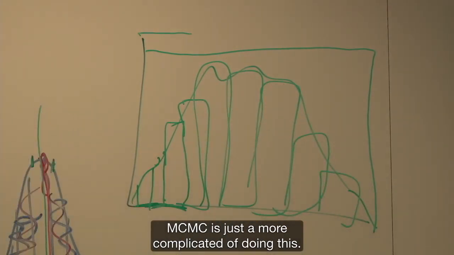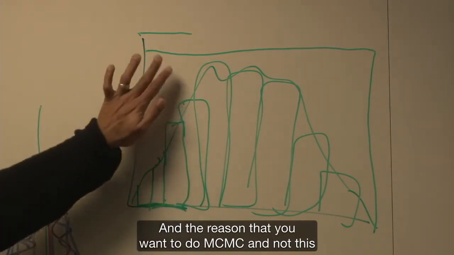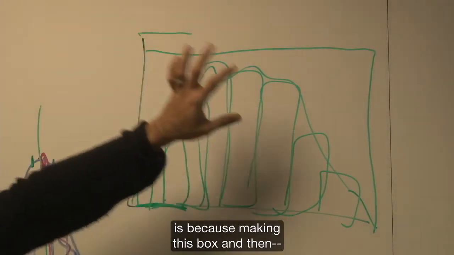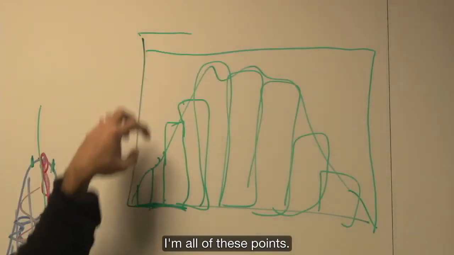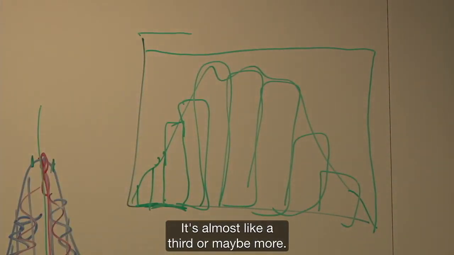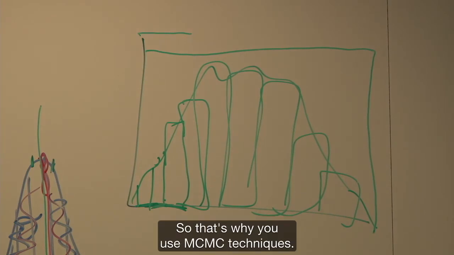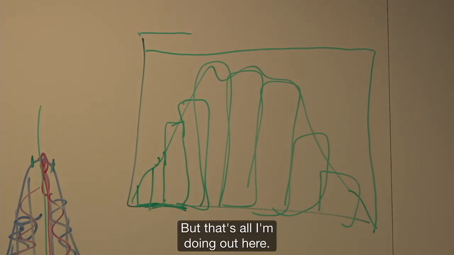MCMC is just a more complicated way of doing this. The reason you want to do MCMC and not this is because making this box, you see how many points I'm rejecting. I'm rejecting all of these points. It's almost like a third or maybe more. It's actually really, really expensive. So that's why you use MCMC techniques. But that's all I'm doing out here.